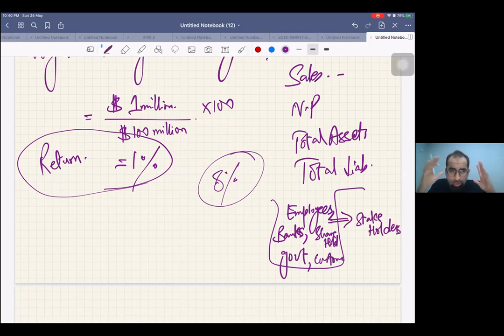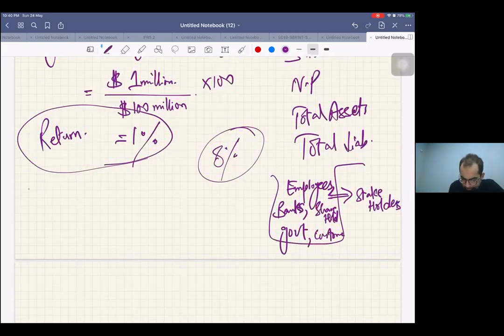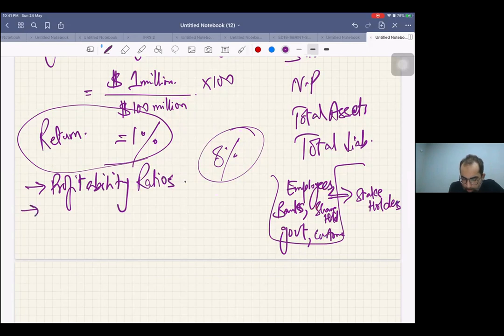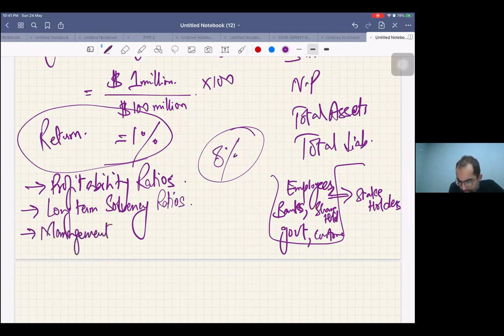That's why this whole topic, ratio analysis, is divided into different heads. Major heads are, number one, profitability ratios. Number two, long-term solvency ratios. Number three, management efficiency ratios. Similarly, there are two more heads, that is liquidity ratios and investment ratios, right?